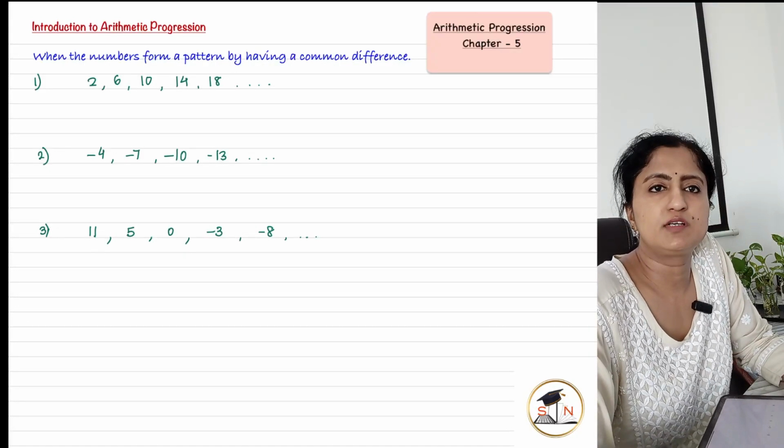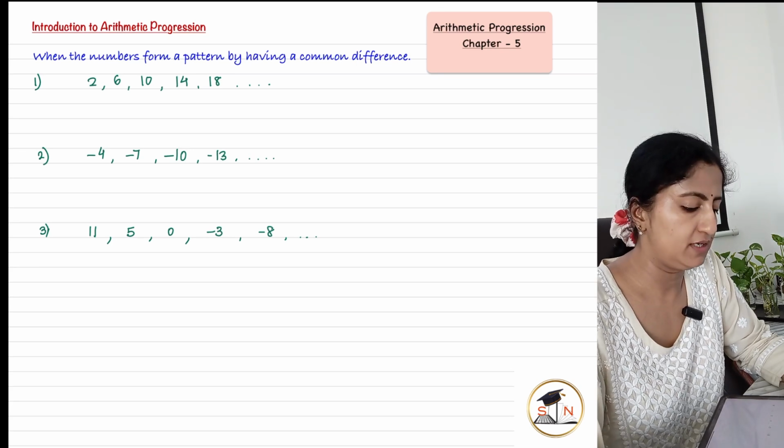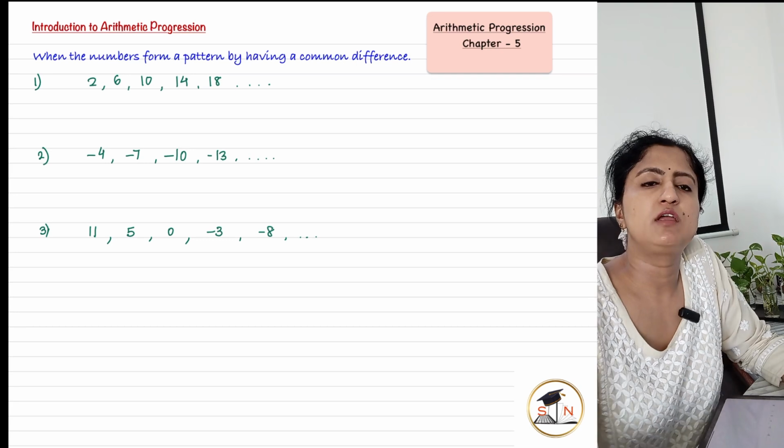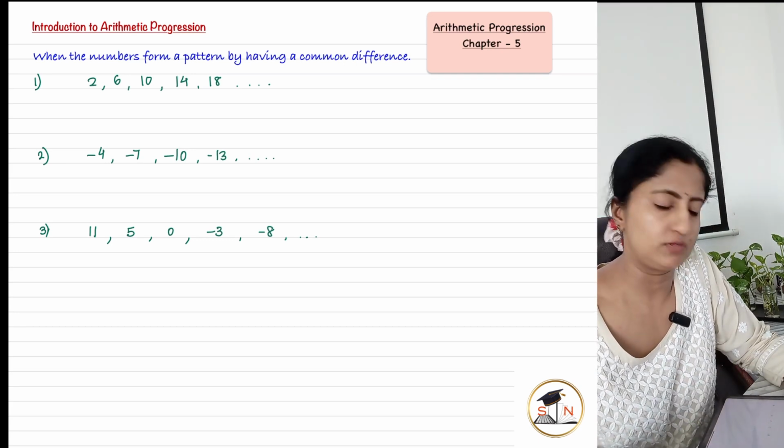In this video, we are going to understand what is an arithmetic progression. This is an introductory lesson for this topic. It's a completely new thing for class 10 students. Since childhood, you have seen different patterns of numbers, right? AP is similar to that.